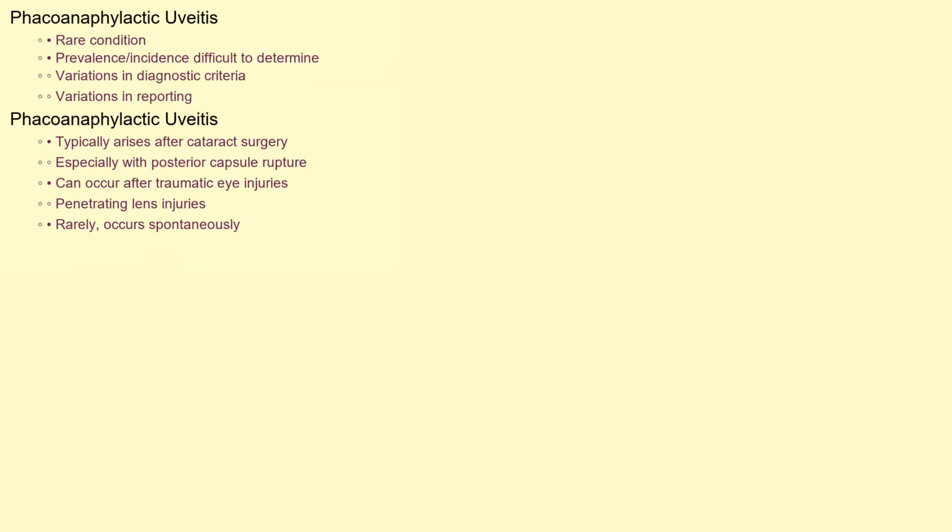Phacoanaphylactic uveitis is considered a relatively rare condition. Precise prevalence and incidence are difficult to determine due to variations in diagnostic criteria and reporting. However, it typically arises after cataract surgery, particularly if there's a complication such as posterior capsule rupture. It's important to note that while more common after surgery, it can also occur following traumatic eye injuries that penetrate the lens, or, very rarely, spontaneously.